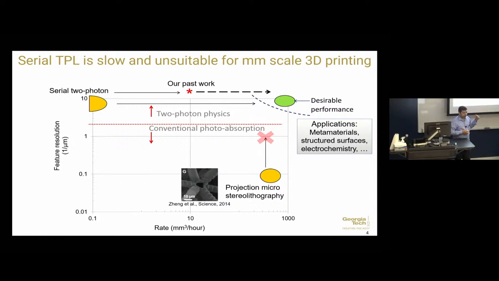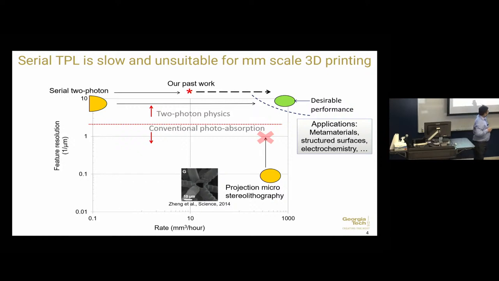But what you get is very small features. And if I'm looking at this trade-off, why do I care about this? Why not just try to push this projection microstereolithography as far out in resolution as I can? The reason is there's a fundamental limit based on diffraction of light. You cannot reduce single photon absorption, traditional light absorption, to very, very small spots below the size of the light spot. So that means that this direction, improving the resolution, is not physically a good idea.